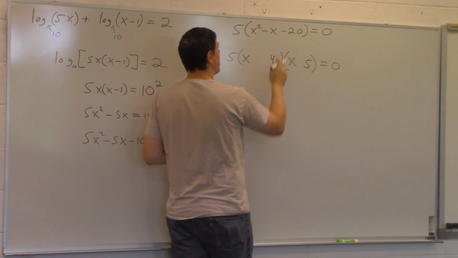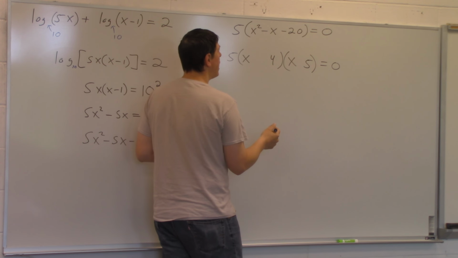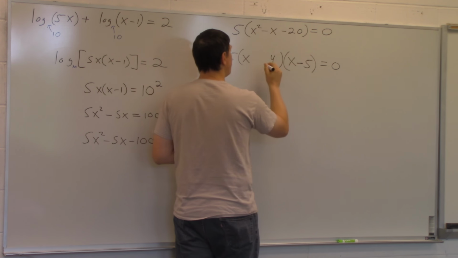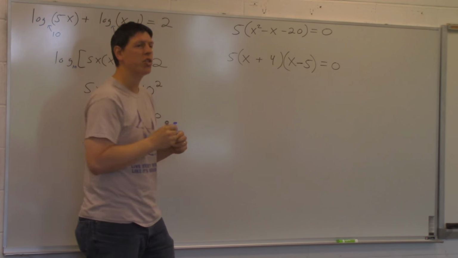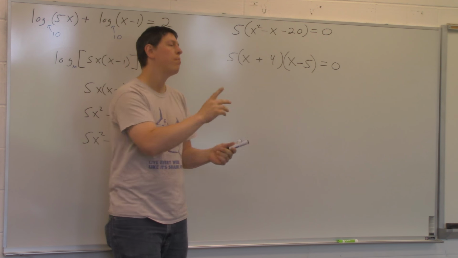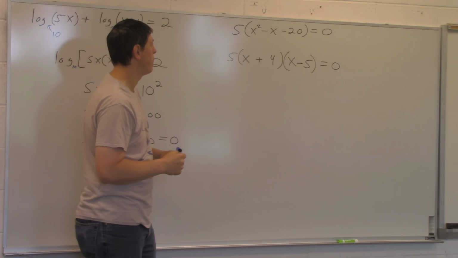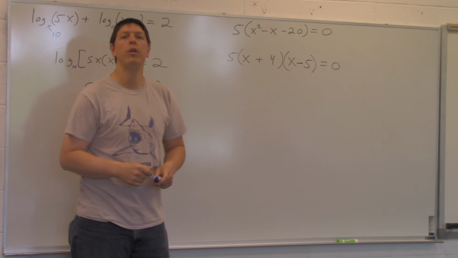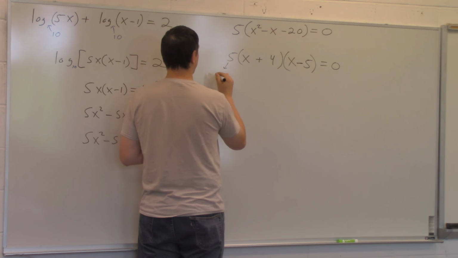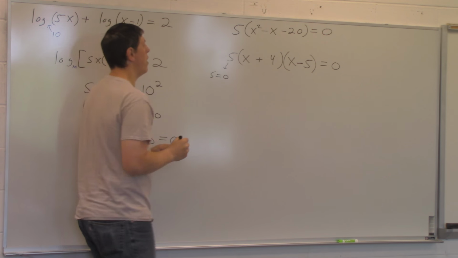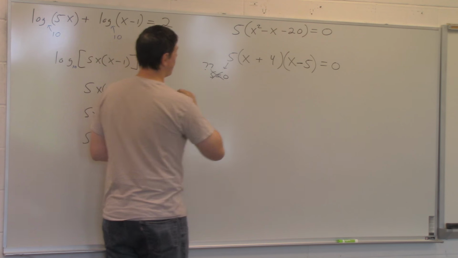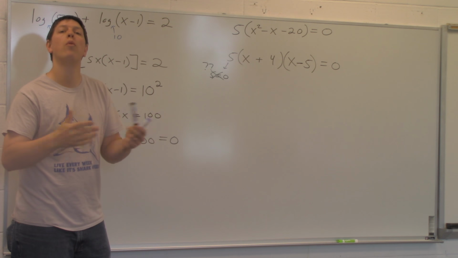To get a negative 20, we have to get one positive and one negative. Since we have a negative in the middle, the 5 should be negative and the 4 should be positive, so that when we multiply it back out, we get a negative 1 to add up, but multiply to be a negative 20. So now, at this point, we use our zero factor theorem, and we set all three of the factors to 0. The first one, 5 equals 0, doesn't make any sense. That's a contradiction. So we don't even worry about that.